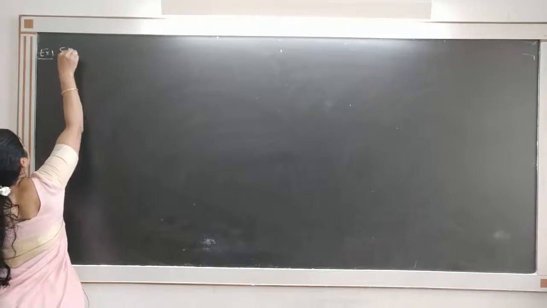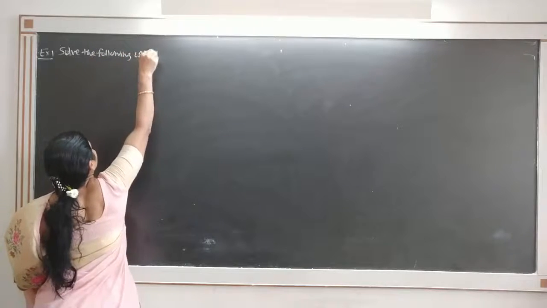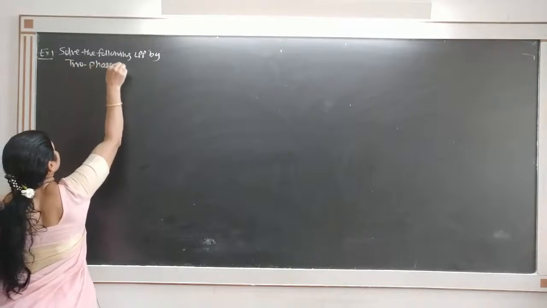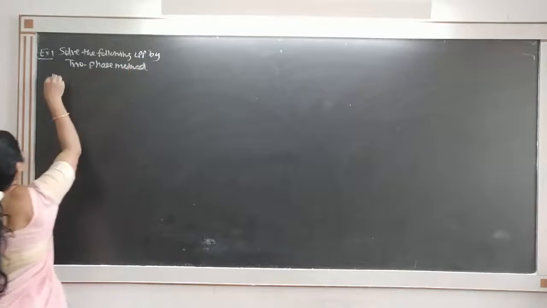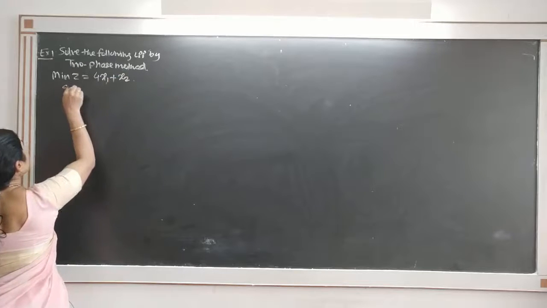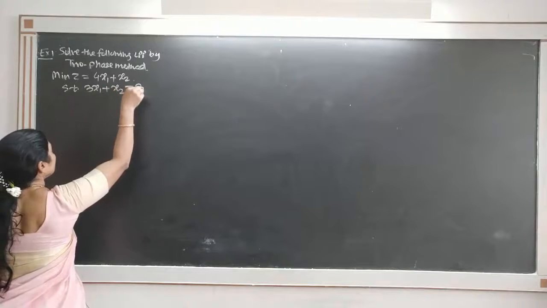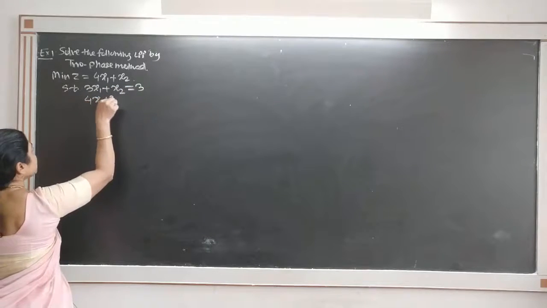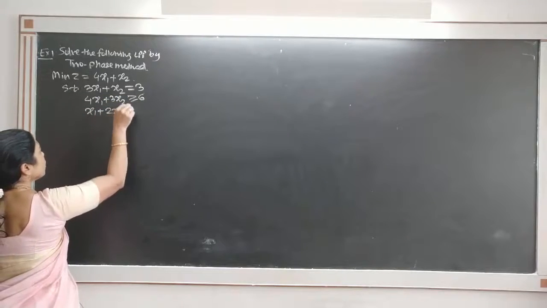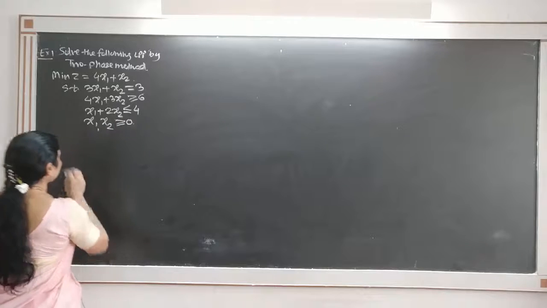Solve the following LPP by two-phase method. Minimize z equal to 4x1 plus x2 subject to constraints 3x1 plus x2 equal to 3, 4x1 plus 3x2 greater than or equal to 6, x1 plus 2x2 less than or equal to 4, and x1, x2 greater than or equal to 0.